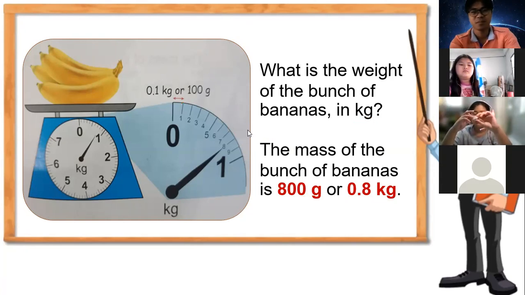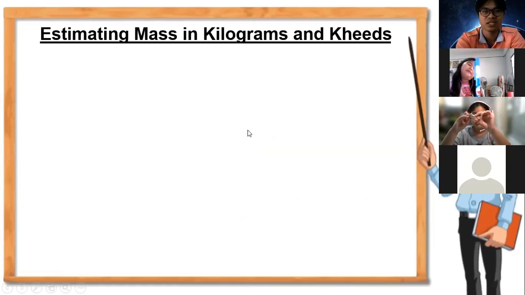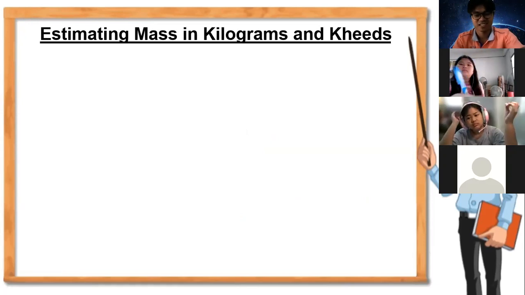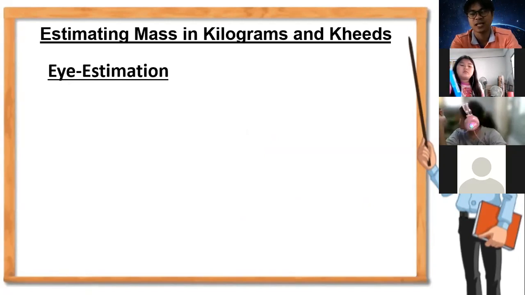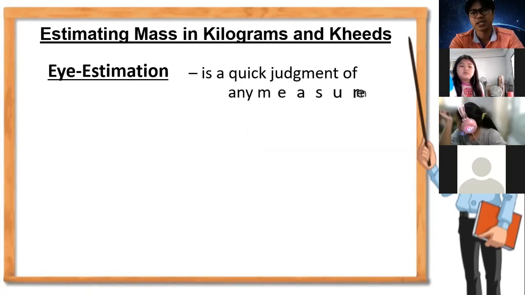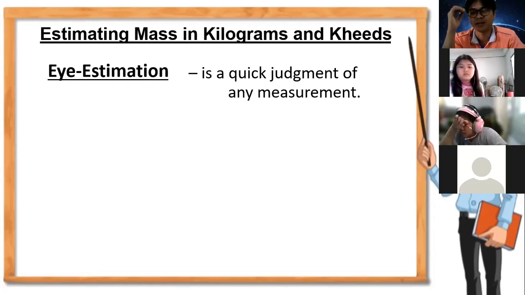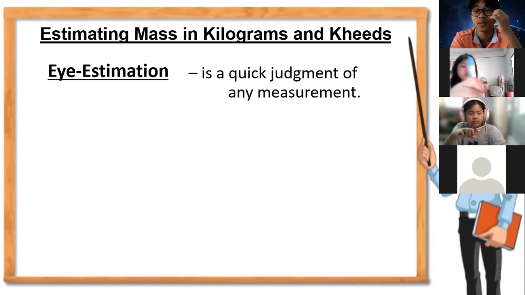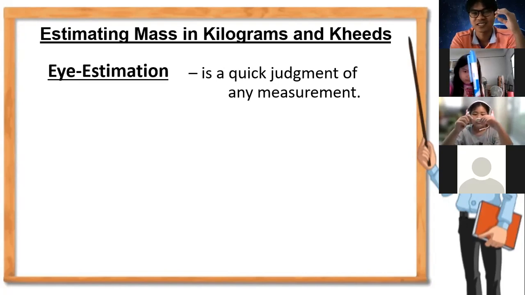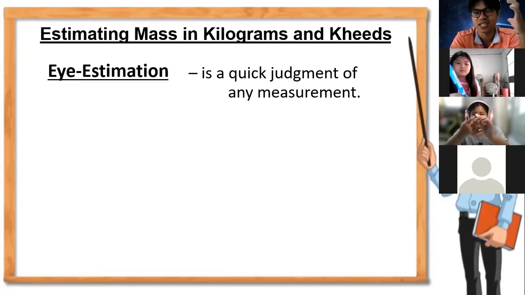All right, this example. Let's go to estimating mass in kilograms and grams. Estimation is a quick judgment of any measurement. It's not really exactly the measurement of that object. It's only an estimation, maybe close to the actual measurement or not. So it's not exact.